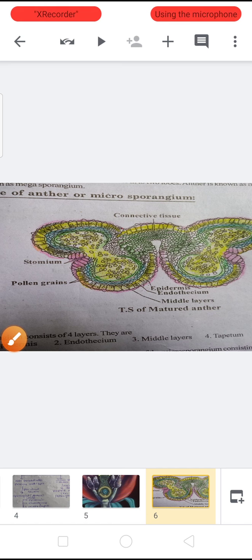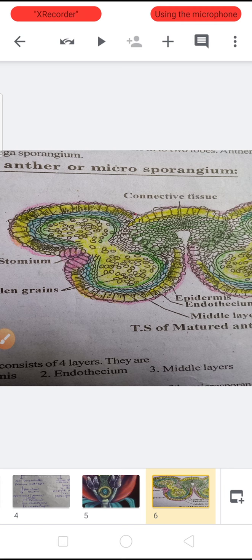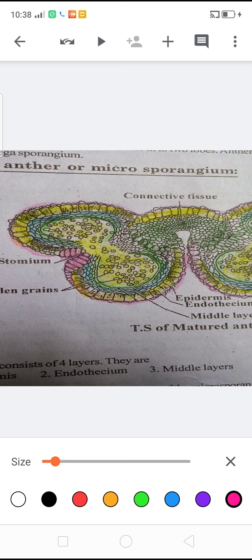Coming to the epidermis. This one is the epidermis. It is the outermost layer, 1 cell thick, without any intercellular spaces. It is covered by a thick cuticle layer. It is a protective layer.